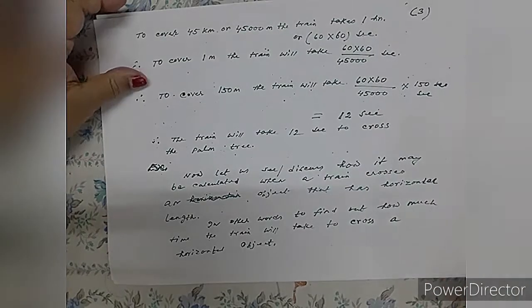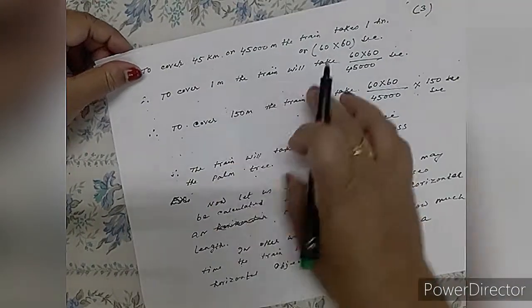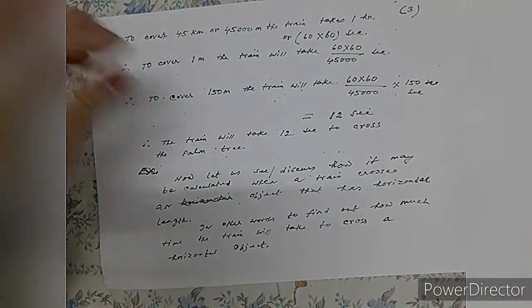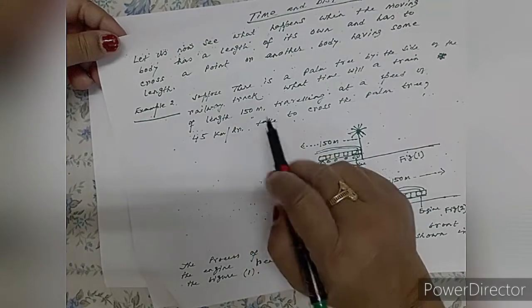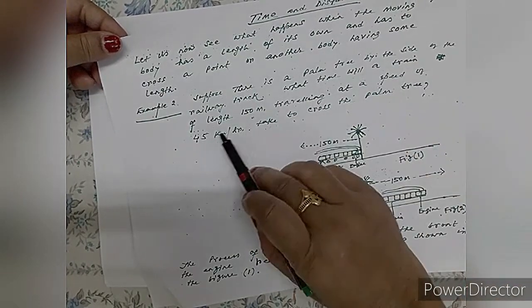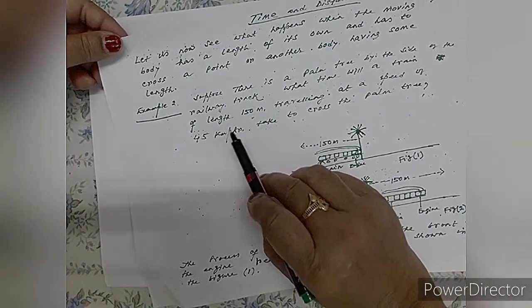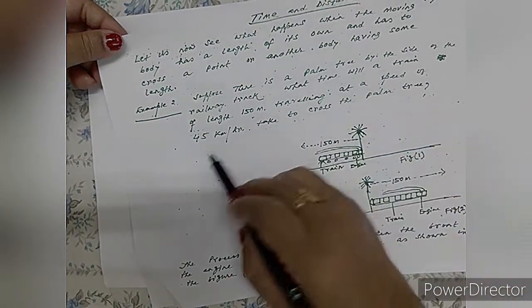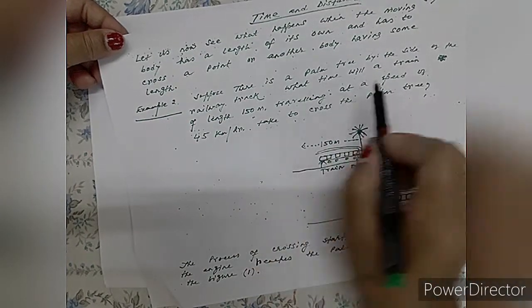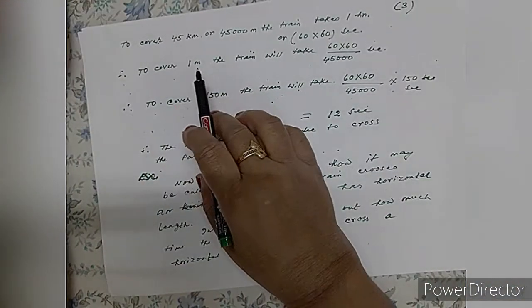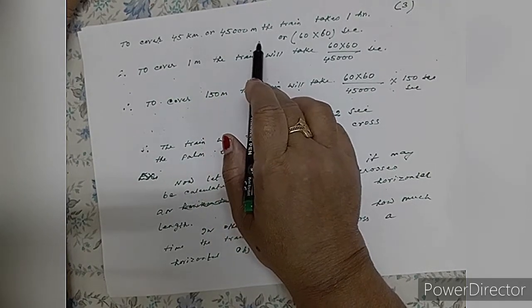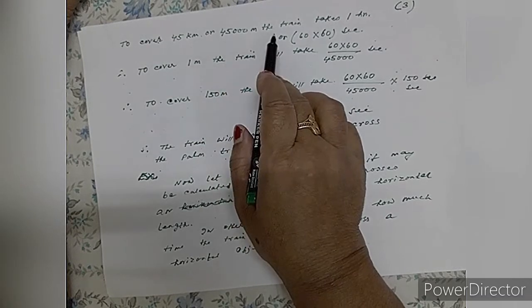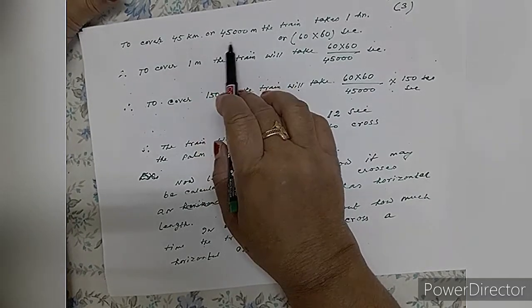To cover 45 kilometer, this kind of question. What is written in the sum? In example 1, a palm tree by the side of the railway track, what time will the train of length 150 meter, travelling at a speed of 45 kilometer per hour, take to cross the palm tree? So to cover 45 kilometer, that means 45,000 meter. You know, 1,000 meter means 1 kilometer.